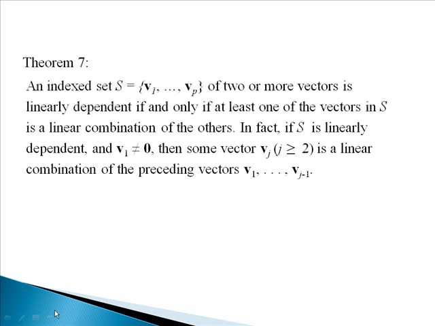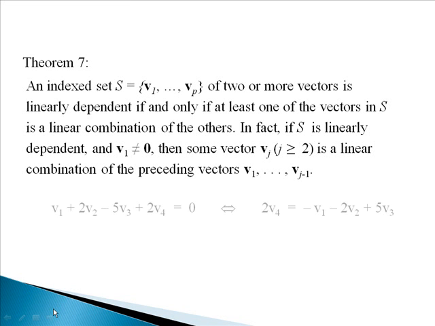Lastly, we want to introduce Theorem 7. An indexed set S containing the set of vectors v1 through vp of 2 or more vectors is linearly dependent if and only if at least one of the vectors in S is a linear combination of the others. In fact, if S is linearly dependent and v1 is not 0, then some vector vj, where j is greater than or equal to 2, is a linear combination of the preceding vectors.